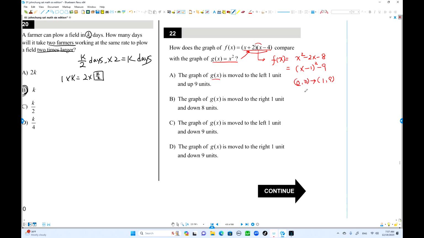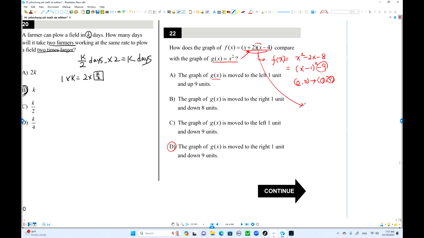So you can find something over here, okay? To the right, 1. Up, 9. I'm sorry, the vertex is negative 9, okay? So to the right 1 unit, down 9 units. You can find it this way.